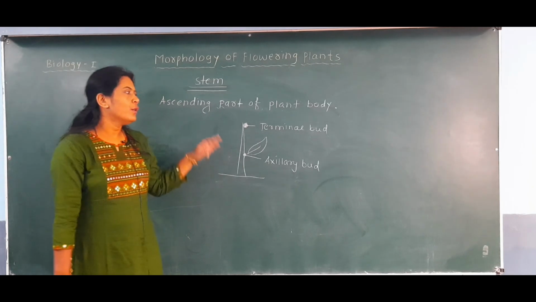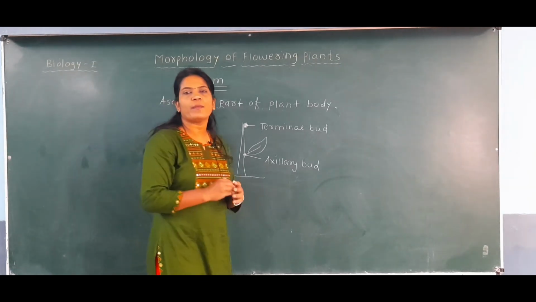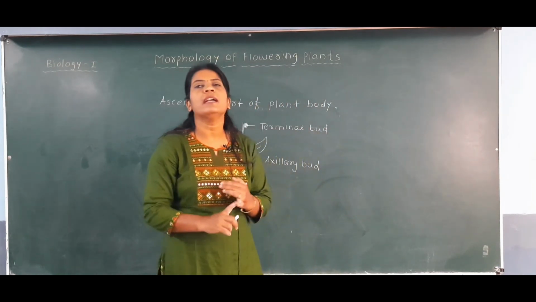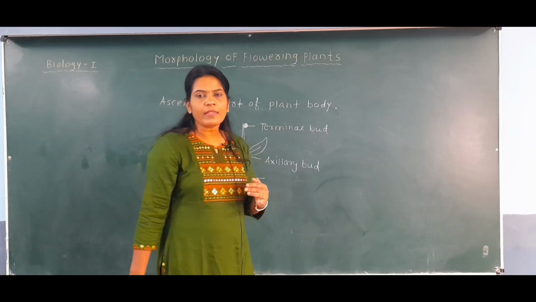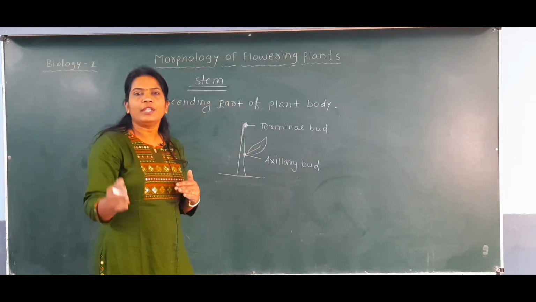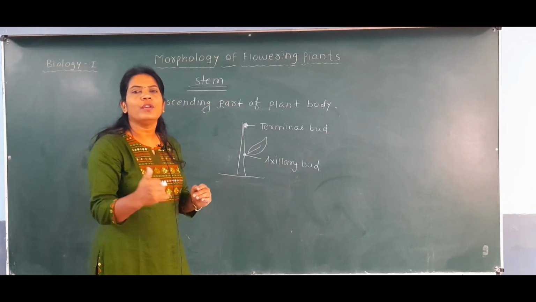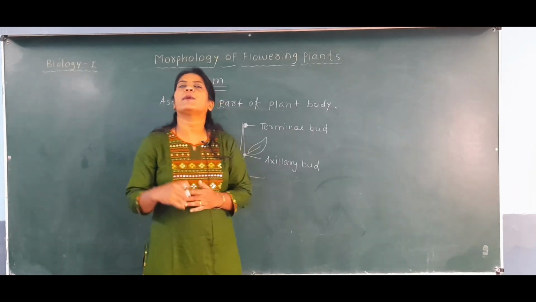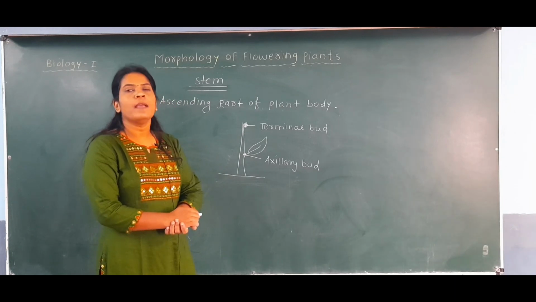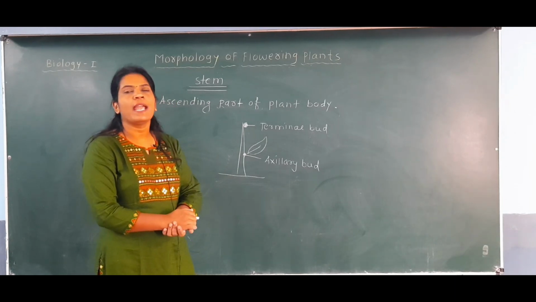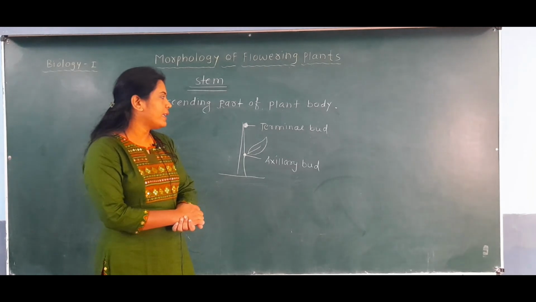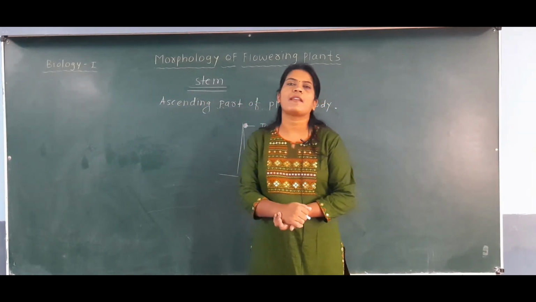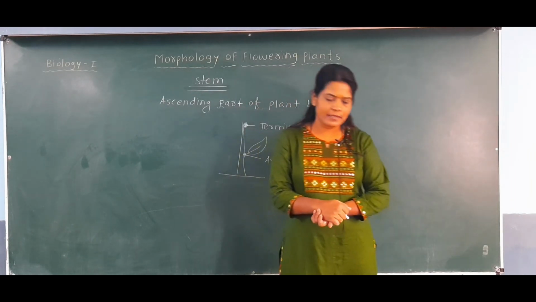So students, here we have just seen a little information about the stem. The stem is the ascending part of the plant body. The stem has node, internode, branches, leaves, flowers and fruits. In the young plant, the stem is green in color, that's why it performs the function of photosynthesis, but later on the stem becomes woody and brownish. In the next lecture we will discuss in detail all these characteristics as well as the functions of the stem. Thank you.